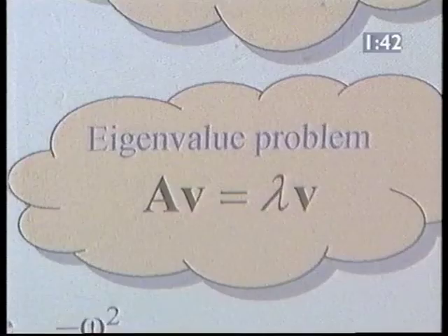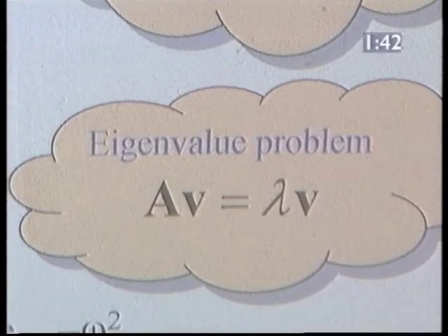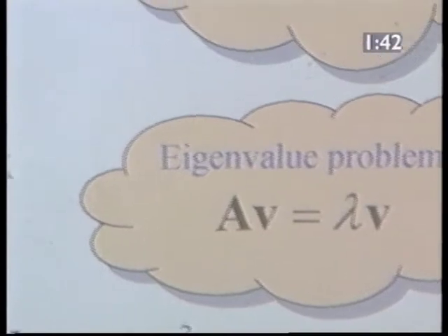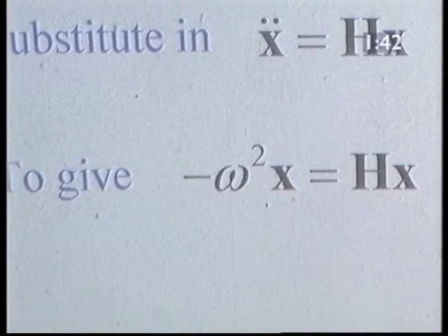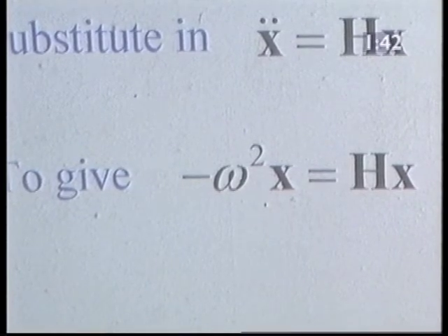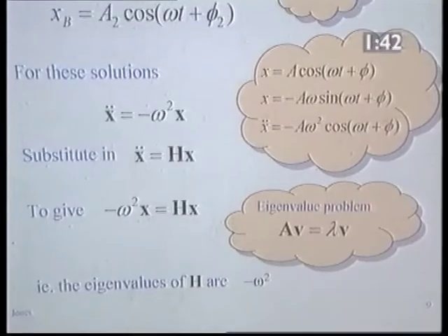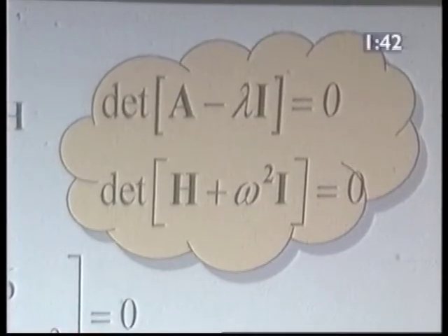Eigenvectors, eigenvalues. Remember the eigenvalue problem? Av is lambda v. Well, this is like Hx equals lambda x. So in fact, what this is saying is that the maths will accept these solutions as long as omega is chosen and is related to the eigenvalues of the matrix H. So if we find the eigenvalues of the matrix H and then change the sign and take the root, we'll end up with omega values.